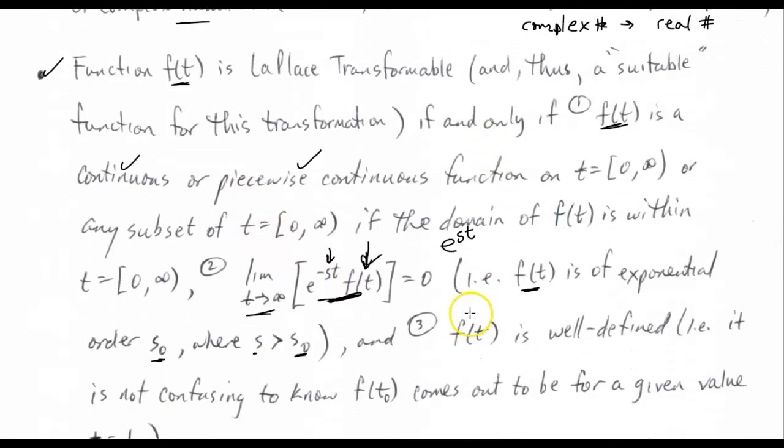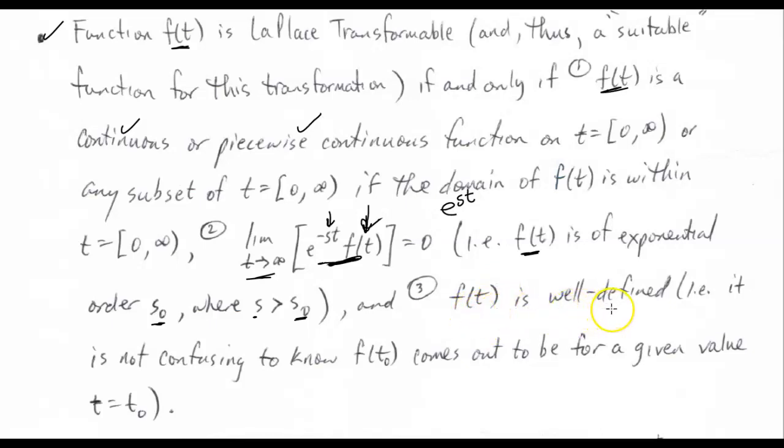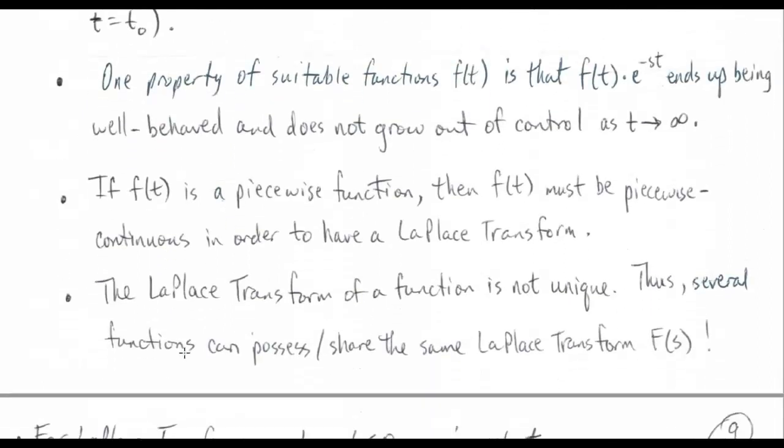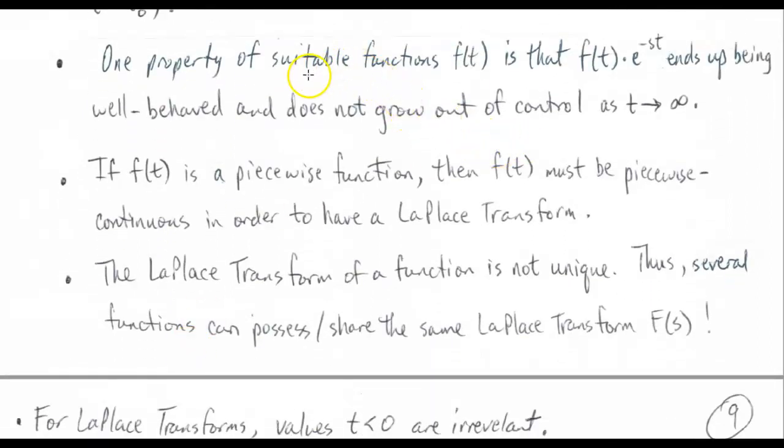And then of course the third one is that f of t is going to be well defined. So basically it just means that the function is not defined in a confusing way. So those are the 3 conditions that we have for a function f of t to be what we call suitable. We know that suitable means, in terms of the growth of the function, that the product here is not going to grow out of control as t approaches infinity, and that's one of the reasons why the behavior of it goes towards the t-axis as t approaches infinity.